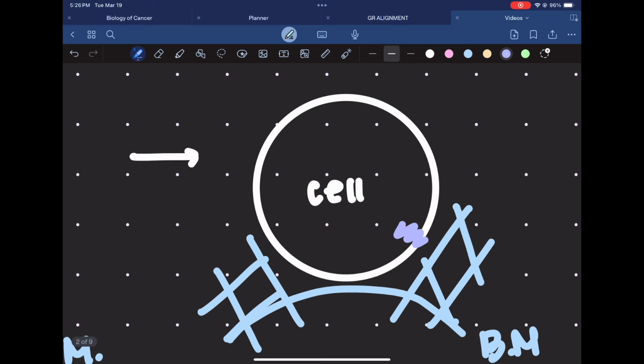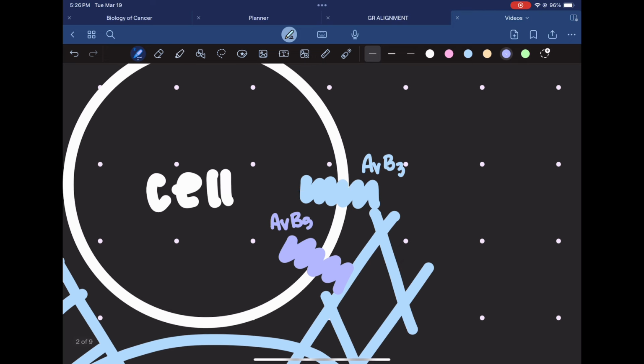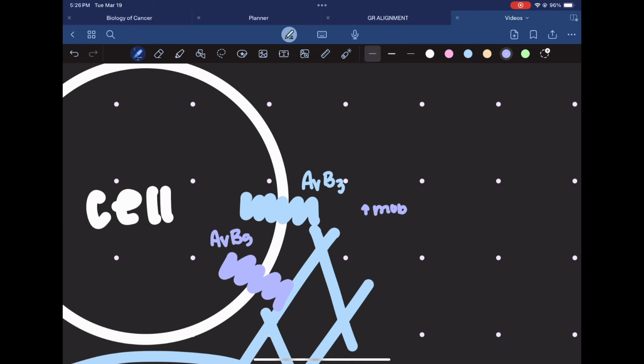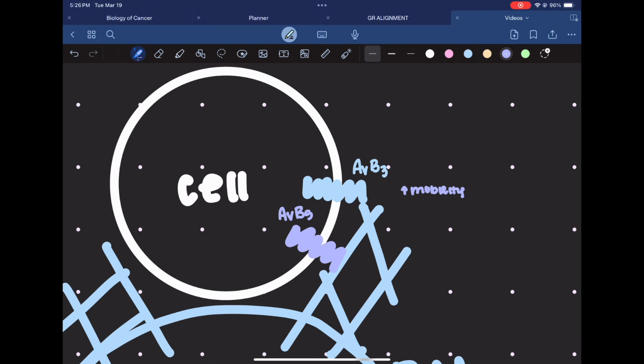So if I draw my two different integrins on here, two examples of that are going to be alpha V beta 3 and alpha V beta 5. These are both integrins that are going to increase mobility and allow our cancer cell to start to move through this membrane. And they do this in a couple different ways.